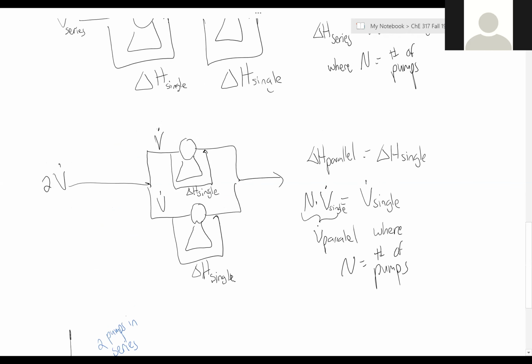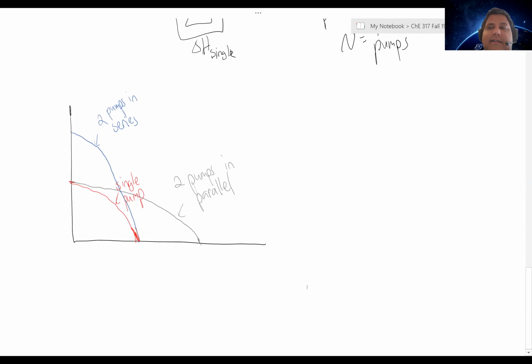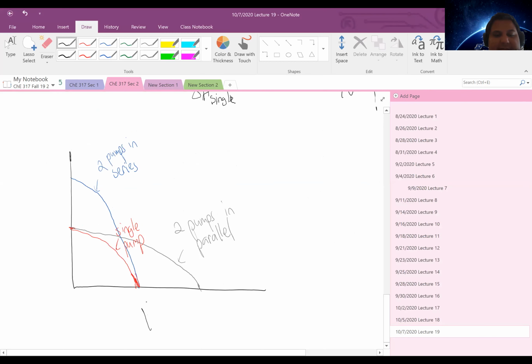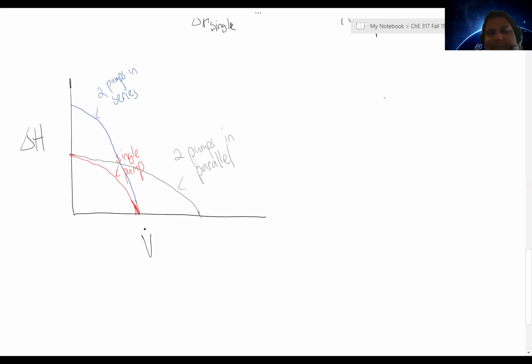So on this graph, are the axes the same as the other graphs you drew? Like the y-axis is delta H and then the x is V? Yes. So the x-axis is your flow rate, V dot, and the y-axis is your delta H. Yes. Thank you. So I could say liters per second, meters.